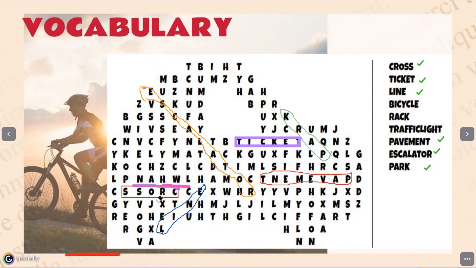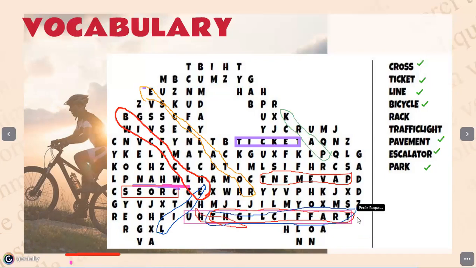Nurka, what word is this? Very good, Fabricio. Bicycle. Oh, it's here now. Bicycle. Good. Rack and traffic light, okay? Camila Santillana, very good. Excellent, traffic light. Only one place.